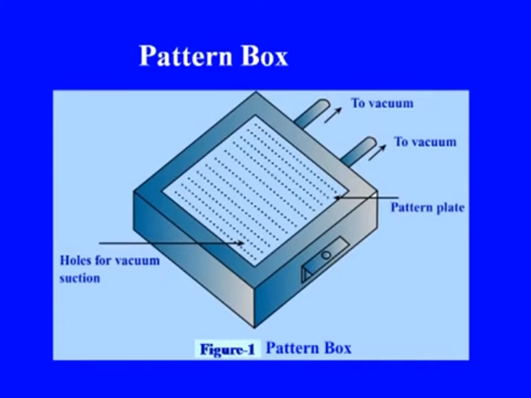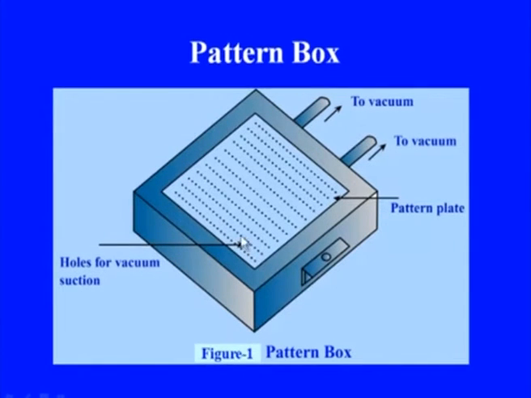This is the figure of a pattern box. These are the small holes for suction for vacuum. This is the pattern plate, and this is the arrangement for the connection to the vacuum system.